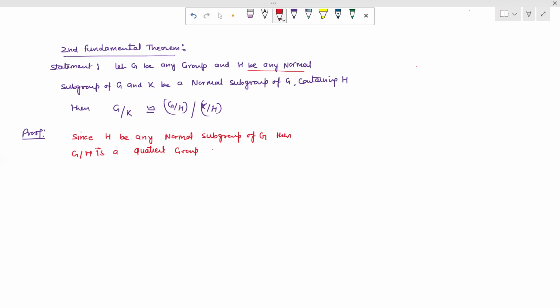Similarly, we have already discussed the quotient group. So G/K is also a quotient group because both H and K are normal subgroups.